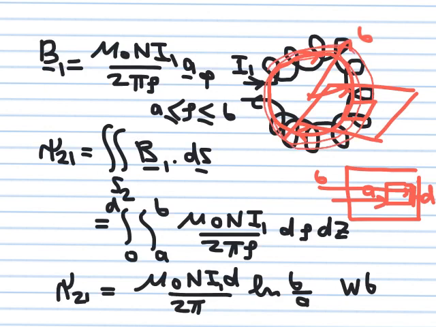So I don't really have to carry out the integral over the complete area of the rectangular coil. I will carry out the integral over this small part from a to b and from 0 up to d.